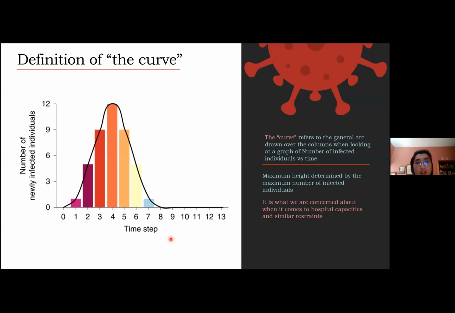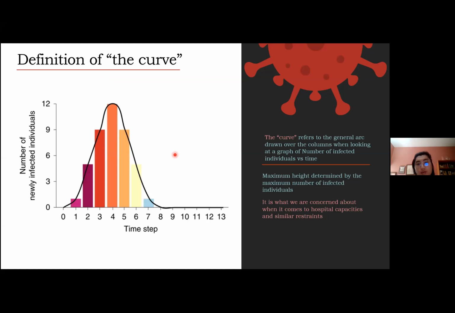Next slide. So the curve itself just refers to the shape that we see when we look at all the cases over a certain number of time steps. And so there tends to be a natural bell curve here. And when the media is talking about flattening the curve, all they really are talking about is the maximum height. The maximum height at any given time point is just the maximum number of newly infected individuals. And this is the number that they use to consider whether or not these hospitals are going to be at capacity and things like that.